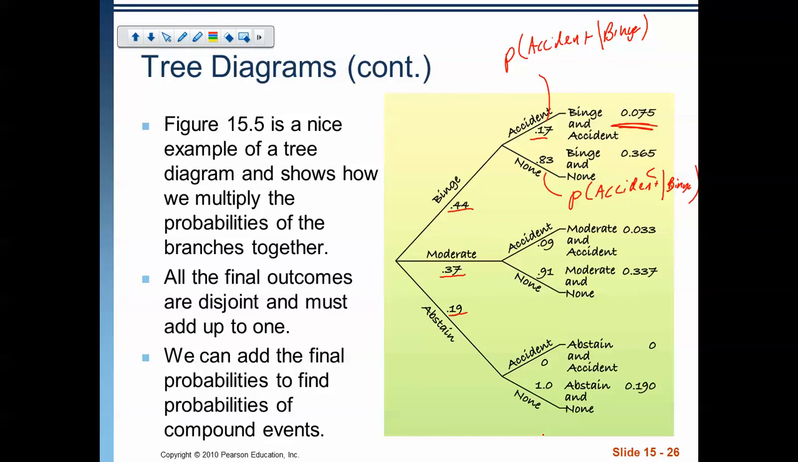Okay, let's hear it from somebody. Lane? Equals 0.075, right? This is the probability of binge and accident, and hopefully you notice that follows our conditional probability formula, right? Because remember, the conditional probability formula was P of A given B equals P of A and B over P of B.